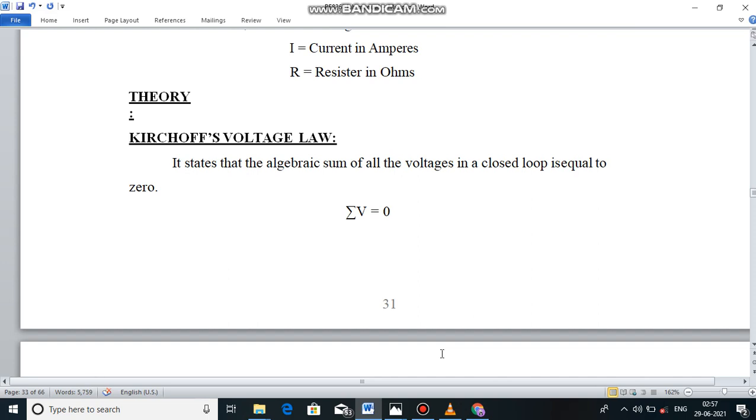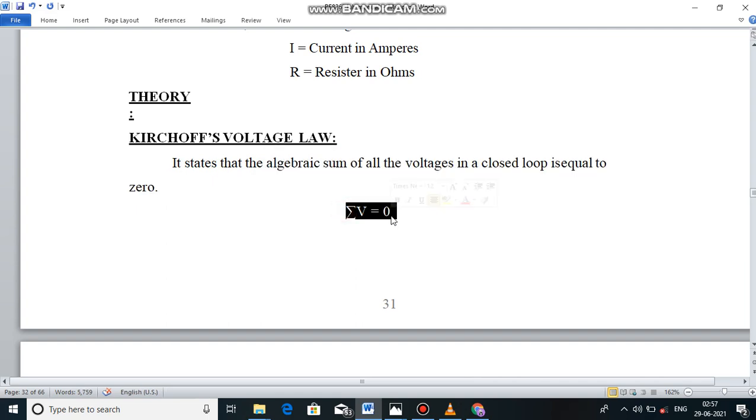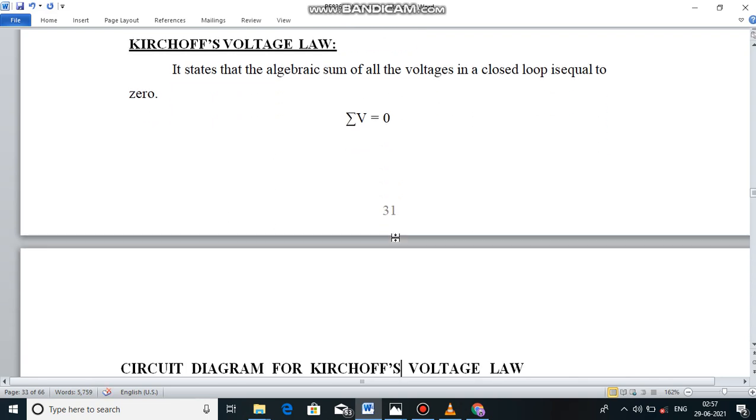So we know what is KVL. KVL states that the algebraic sum of all the voltages in a closed loop is equal to 0. We can also say this in another way, that is, the sum of voltage rise is equal to the voltage drop in the circuit. So we are going to verify this statement.